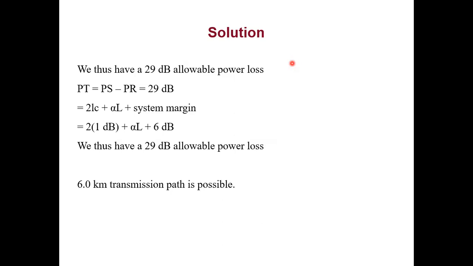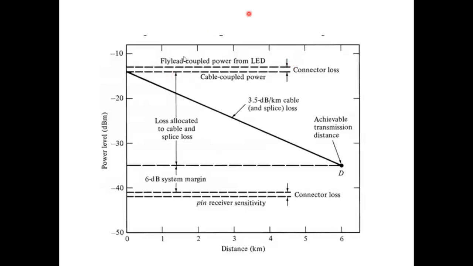What actually is the challenge in this particular problem is you have to draw this graph. This is the graph which is there in the book also. Here we have distance per kilometer, and on this side you have power level given in dBm, and you can use different colors. What you have is the power from the LED, then 1 dB connector loss, then the cable power loss. Then here you have the receiver sensitivity, and again a 1 dB connector loss. From here to here is the source side and this is the receiver side.